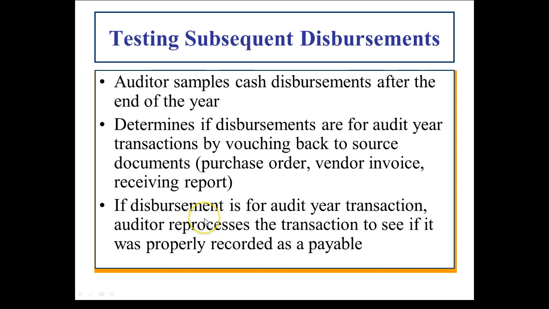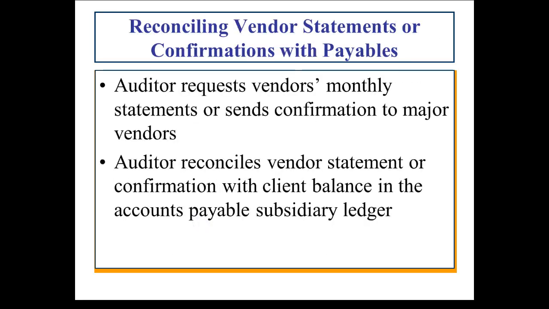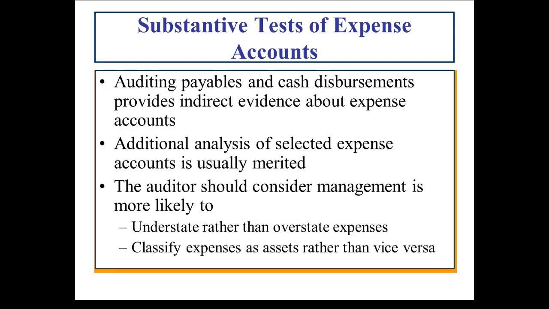And so these are various types of testing we can do to ensure that the accounts receivable were valued correctly, that we've got existence and completeness. Again, auditors can request the monthly statements from the vendors, or they can send out a confirmation to the vendors so they get a list of what would be due at a specific time.